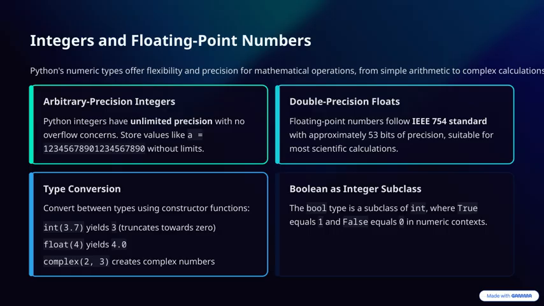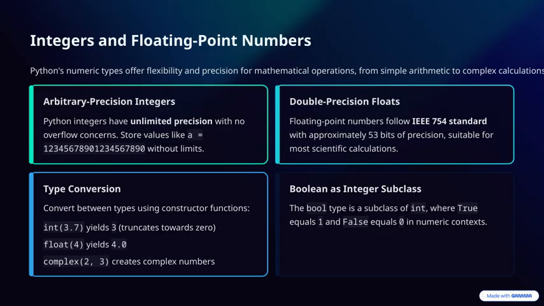Moving on to floating point numbers, these follow the IEEE 754 standard. They provide about 53 bits of precision, which is enough for most scientific purposes. They're great when you need to work with decimal values, but keep in mind that they have some limitations in precision compared to integers. Now, sometimes you need to convert between these types.